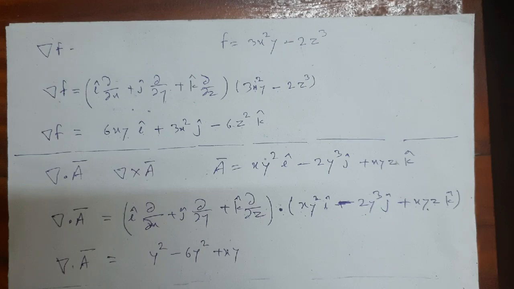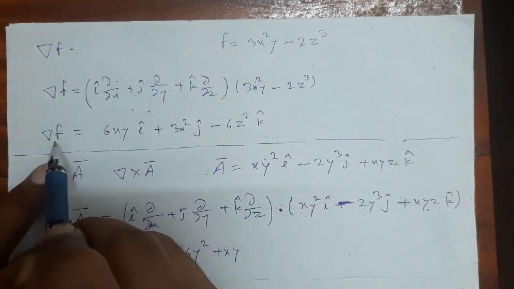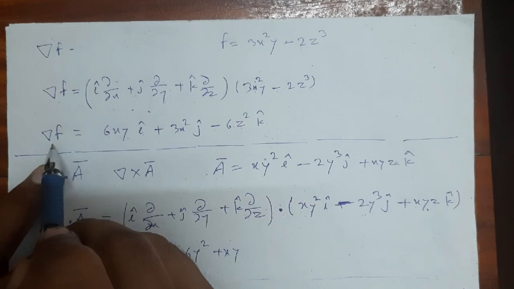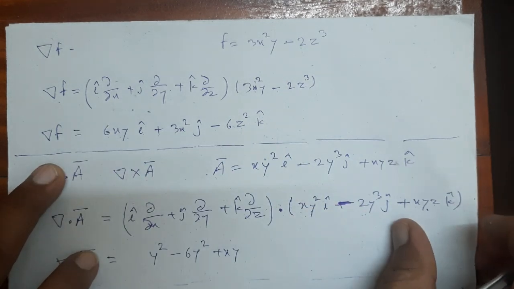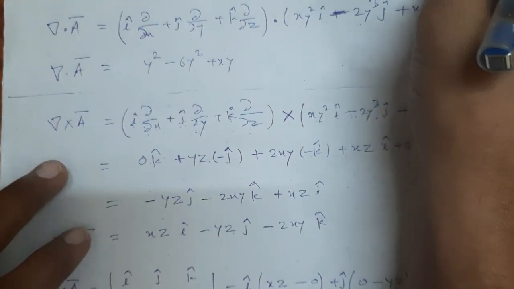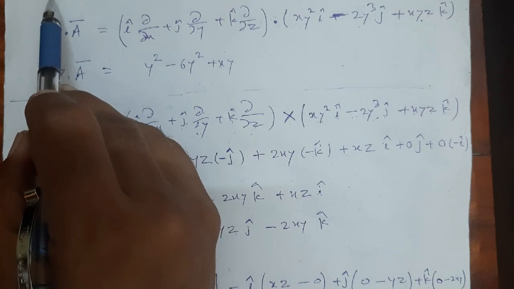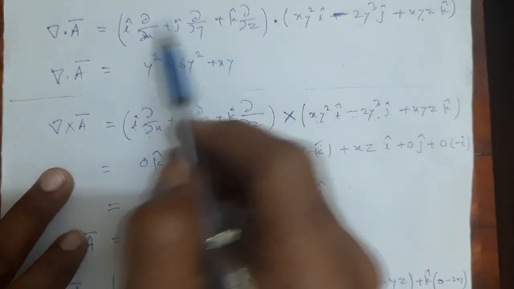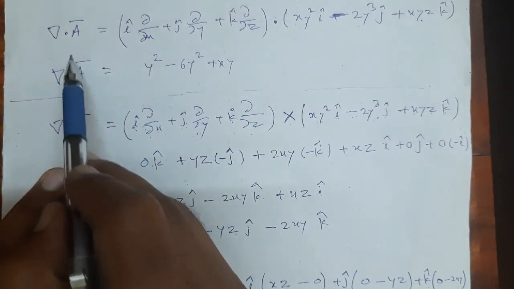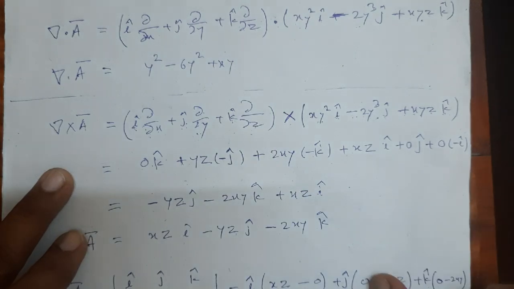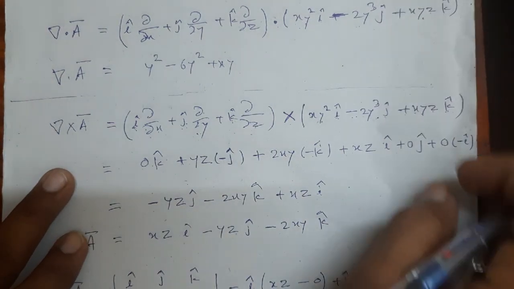Dear students, we are aware of the gradient of a scalar function and how to find the gradient. This is one example that we have already discussed. Then we are aware of the divergence of a vector function, that means del dot A bar. Suppose this is a vector function, then how to find the divergence of the vector function.